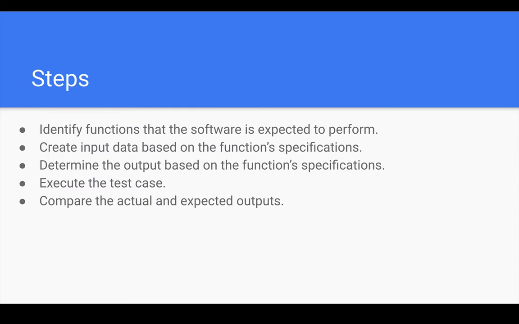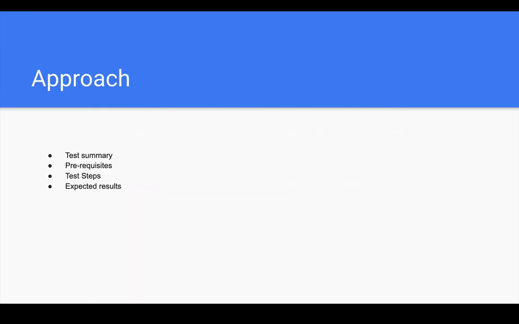This approach is mainly divided into 4 steps. The first step, you have a test summary. The second step, you have some prerequisites. The third step are the test steps where you perform the test, and the fourth step represents the expected results.